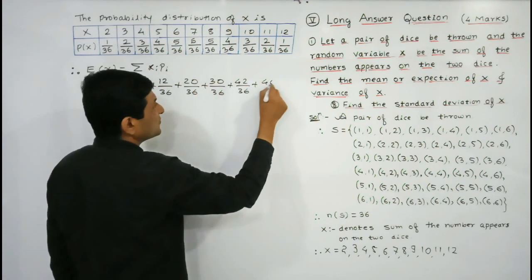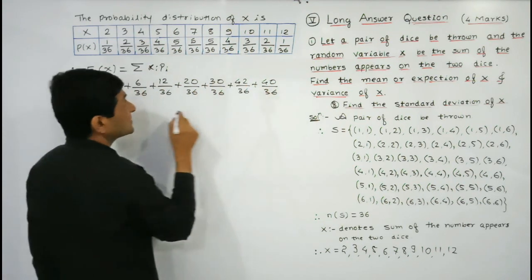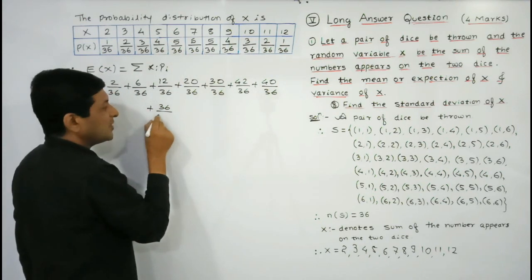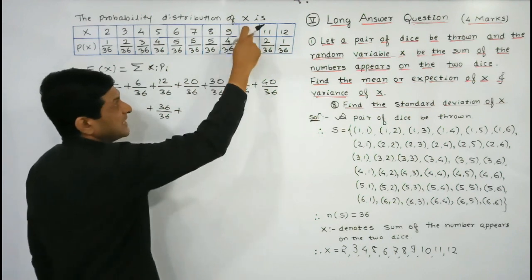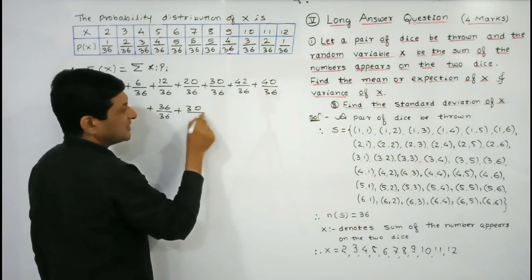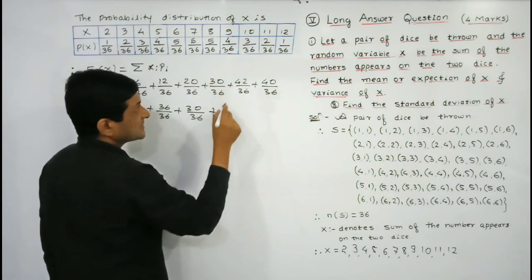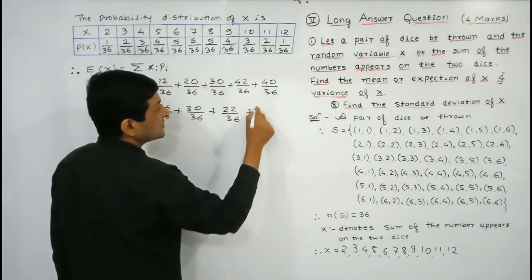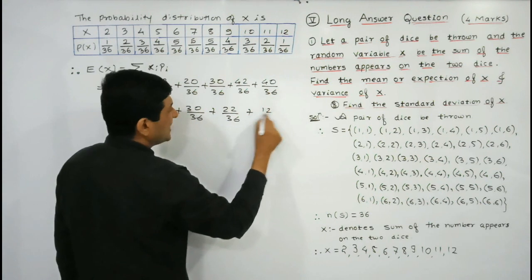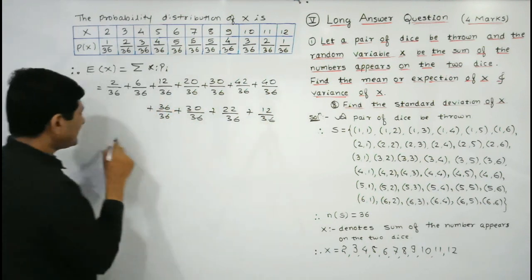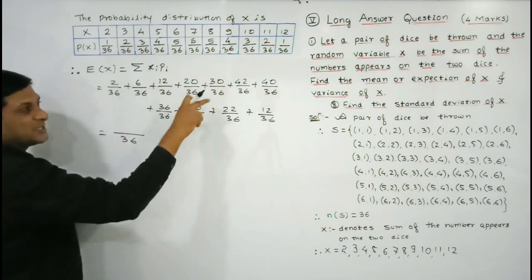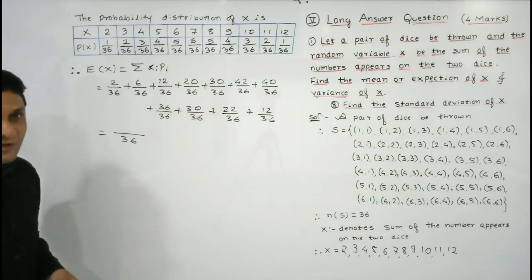will be equal to 40 upon 36, plus 9 into 4 is 36 upon 36, plus 10 into 3 will be equal to 30 upon 36, plus 11 twos are 22 upon 36, plus 12 ones are 12 upon 36. If you observe here, the denominator of all the terms is the same, 36. That's why we are taking the addition of the numerators.